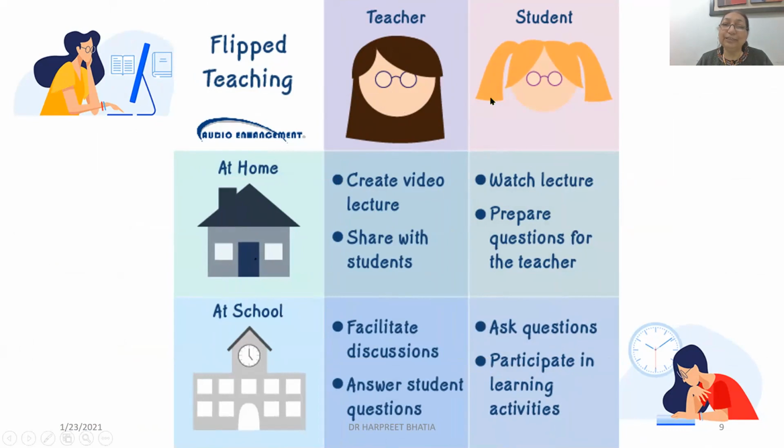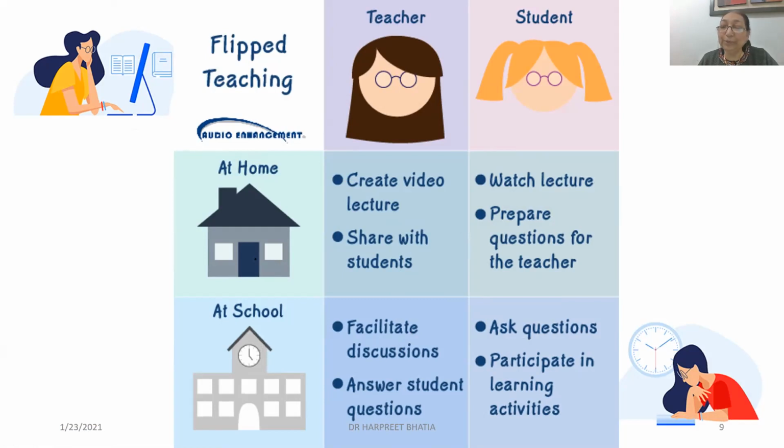Let's see the roles of the teacher and the student, how they are different in a flipped teaching method. What is the teacher doing at home? He or she is creating the video lecture and sharing that video lecture with the students. What is the student doing at home? The student is watching that lecture and making a list of all the questions or doubts that the student may be having. And what happens in school? The teacher is facilitating the discussions based on the lecture that the student has already seen. And then obviously the questions that the student has come up with, the teacher is answering those questions.